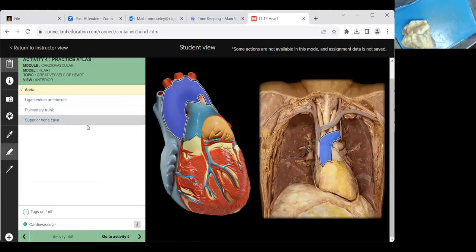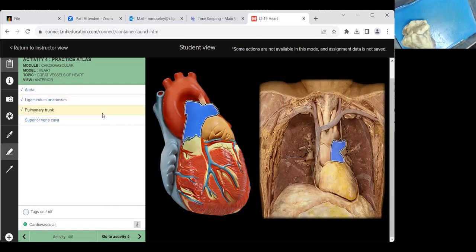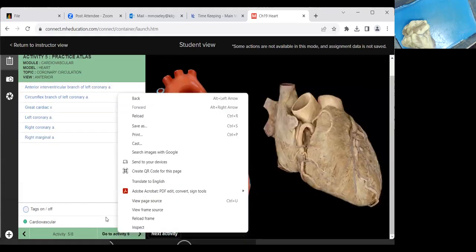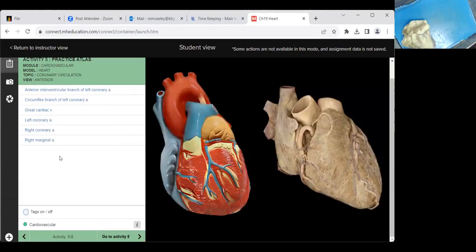So the big arching vessel is our aorta. The thing that holds it in place we're going to call the ligamentum arteriosum. This is basically the connection between the pulmonary trunk and the aorta. So there's our pulmonary trunk, and then there's our superior vena cava. Now here we can highlight some of the blood vessels.